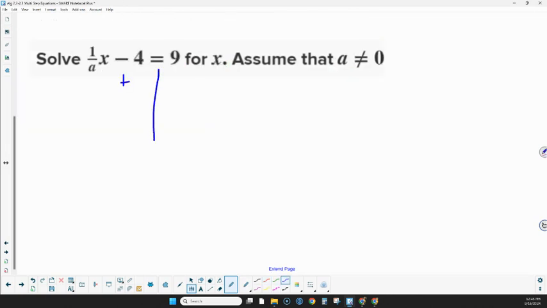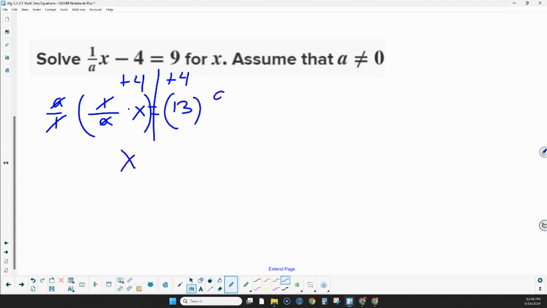Drawing our line, adding 4 on both sides. We get 1 over a times x equals, that would be 13. And then here we would multiply by a over 1 on both sides. So those are going to cancel. And we're going to multiply by a over 1 on this side. We just get 13a.